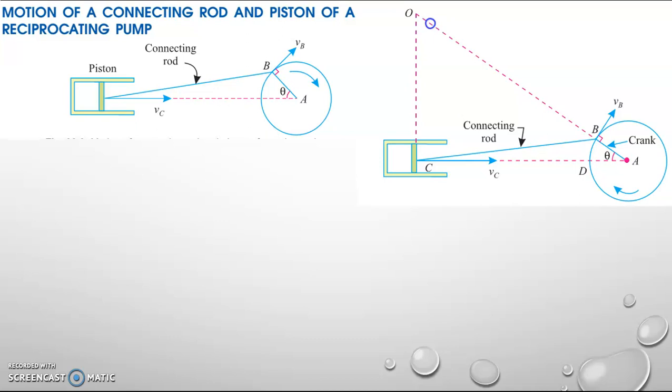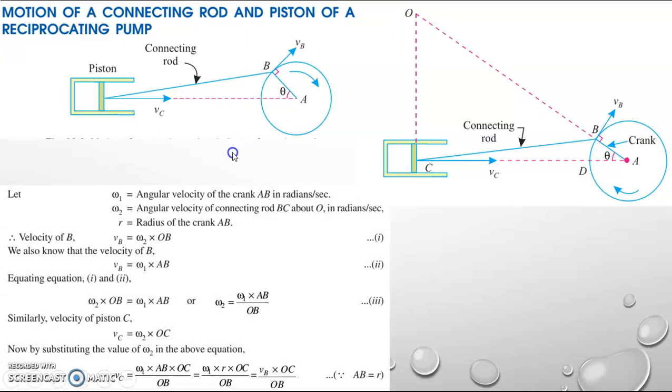Here omega 1 is the angular velocity of the crank, which can be calculated by 2 pi N by 60, and omega 2 is the angular velocity of the connecting rod BC. The connecting rod is experiencing both rotation and translation. We can write the velocity VB equal to omega 2 into OB, where OB is the distance from the instantaneous center to the point B. Point B is a part of the connecting rod, and it is also a part of the crank.